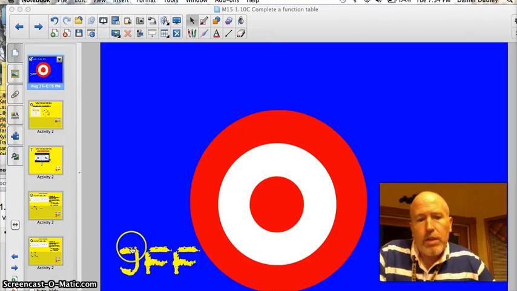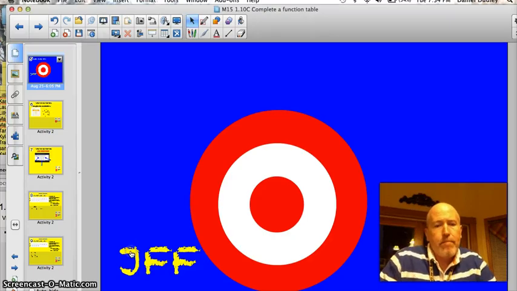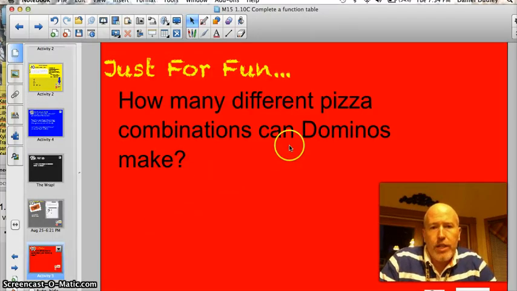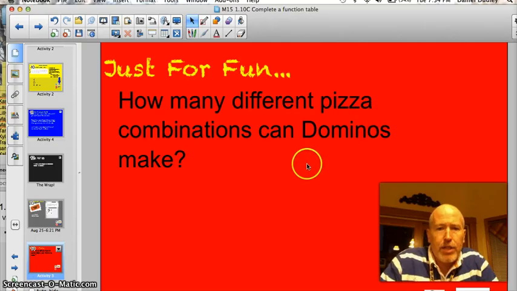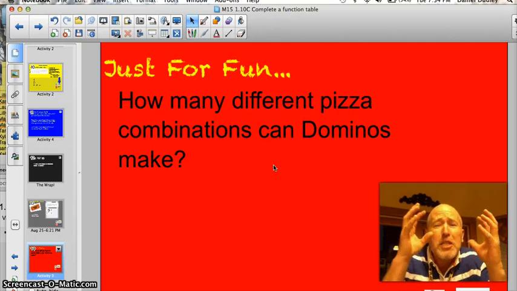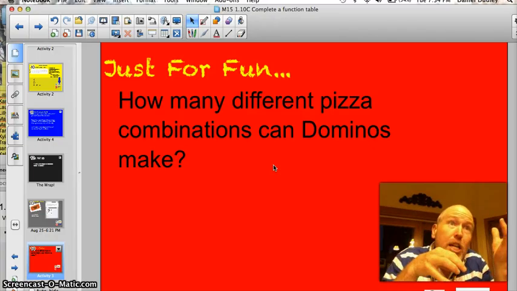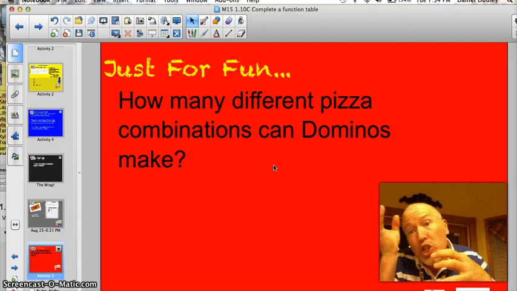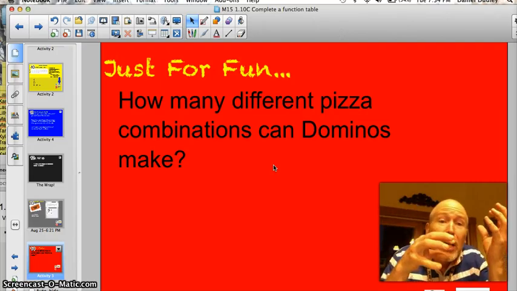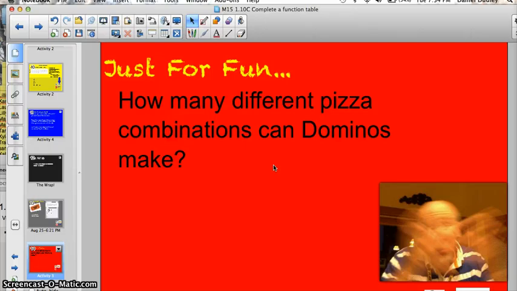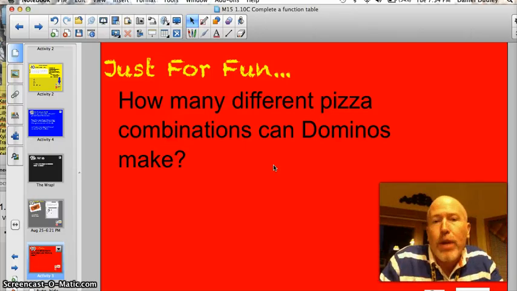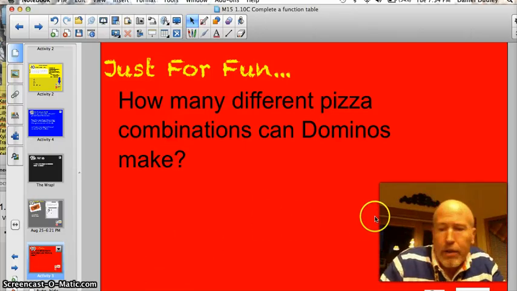Let's get started with something fun. Our JFF question is, how many different pizza combinations can Domino's make? If you say 3, you're probably missing the bigger picture here because you could have different toppings and different sauces and different crusts and different combinations of toppings. It's more than 3. That's my clue. All right, let's get to the target.